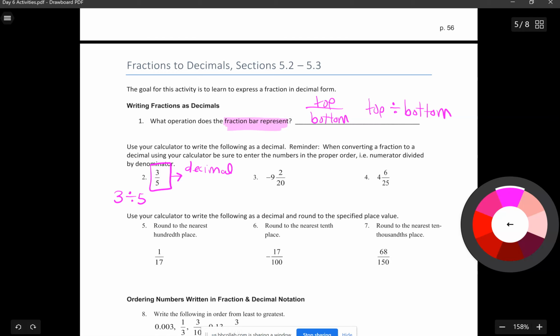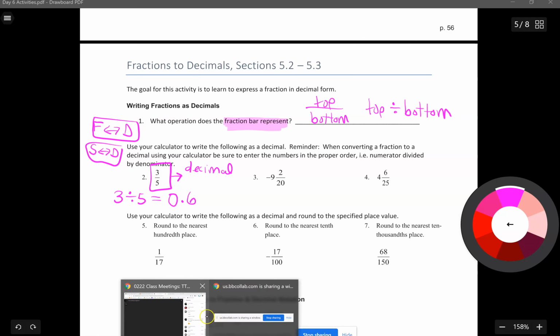Or you can do fancier buttons, right? You can enter it as a fraction and do the F to D button. If you have that F to D button, or you have the S to D, whatever it is on your calculator, you can do that. But just straight up divide and get your decimal.